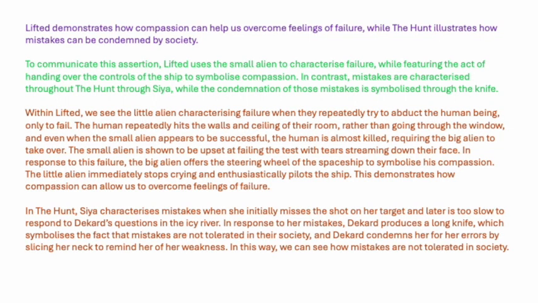In response to her mistakes, Deckard produces a long knife, which symbolizes the fact that mistakes are not tolerated in their society, and Deckard condemns her for her errors by slicing her neck to remind her of her weakness. In this way, we can see how mistakes are not tolerated in society. Just like I did in the previous section for Lifted, I've shown then how the knife is symbolic of that lack of tolerance, the fact that the mistakes are condemned. And you can see the word condemn in my explanation of that.